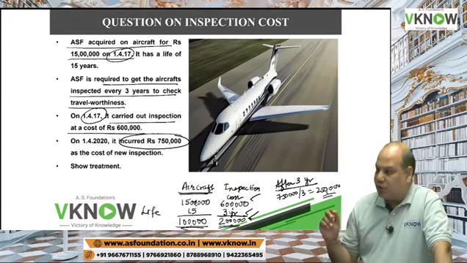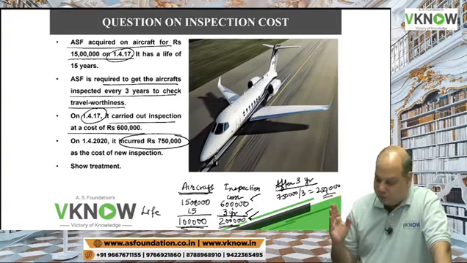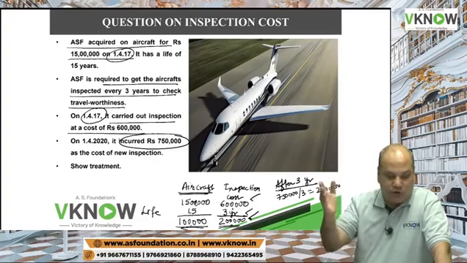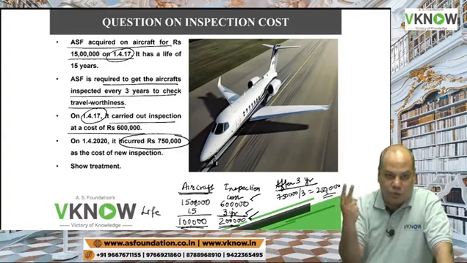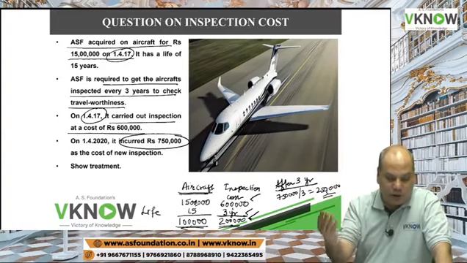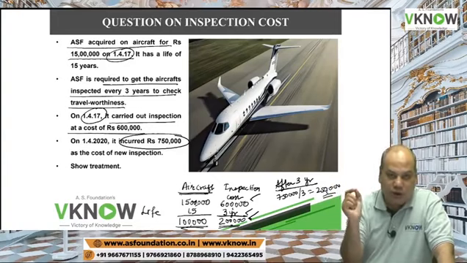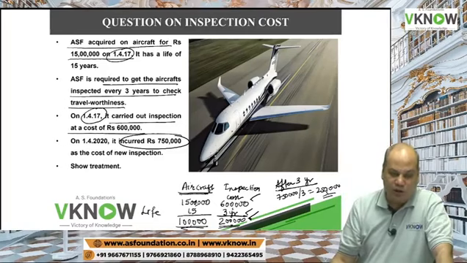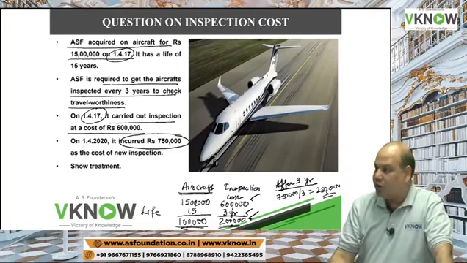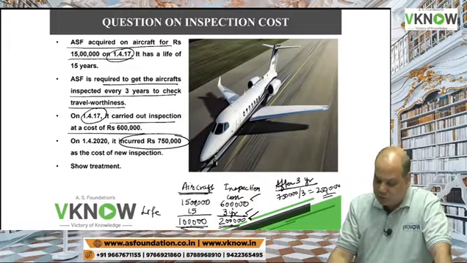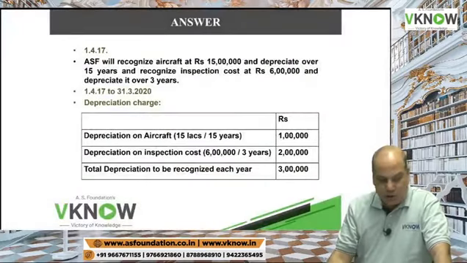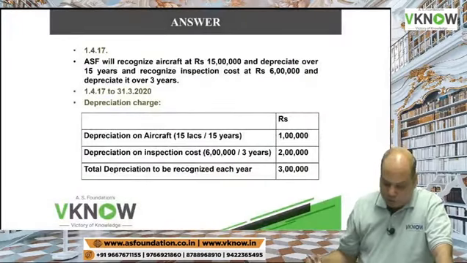So my answer will be, the aircraft will be depreciated 1 lakh rupees per annum. Inspection cost for the first 3 years will be 2 lakh per annum. After that, for another 3 years, it will be 2.5 lakh per annum. So this would be the treatment of major inspection cost. Students will write the answer neatly in the notebook.